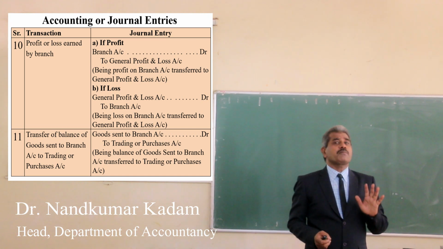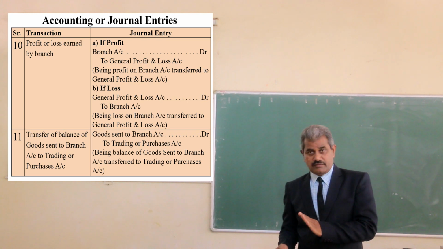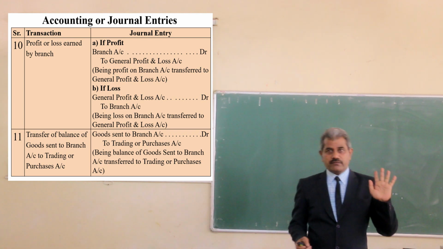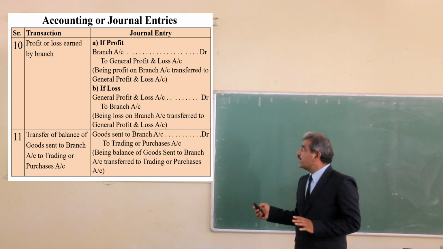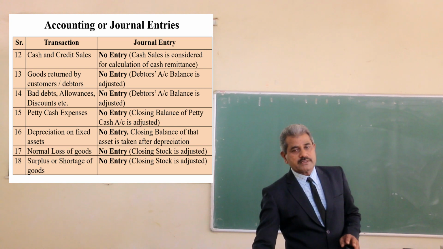These entries are passed for recording the transactions relating to the branch by opening only one account, that is the branch account. Only 11 entries you have to pass.